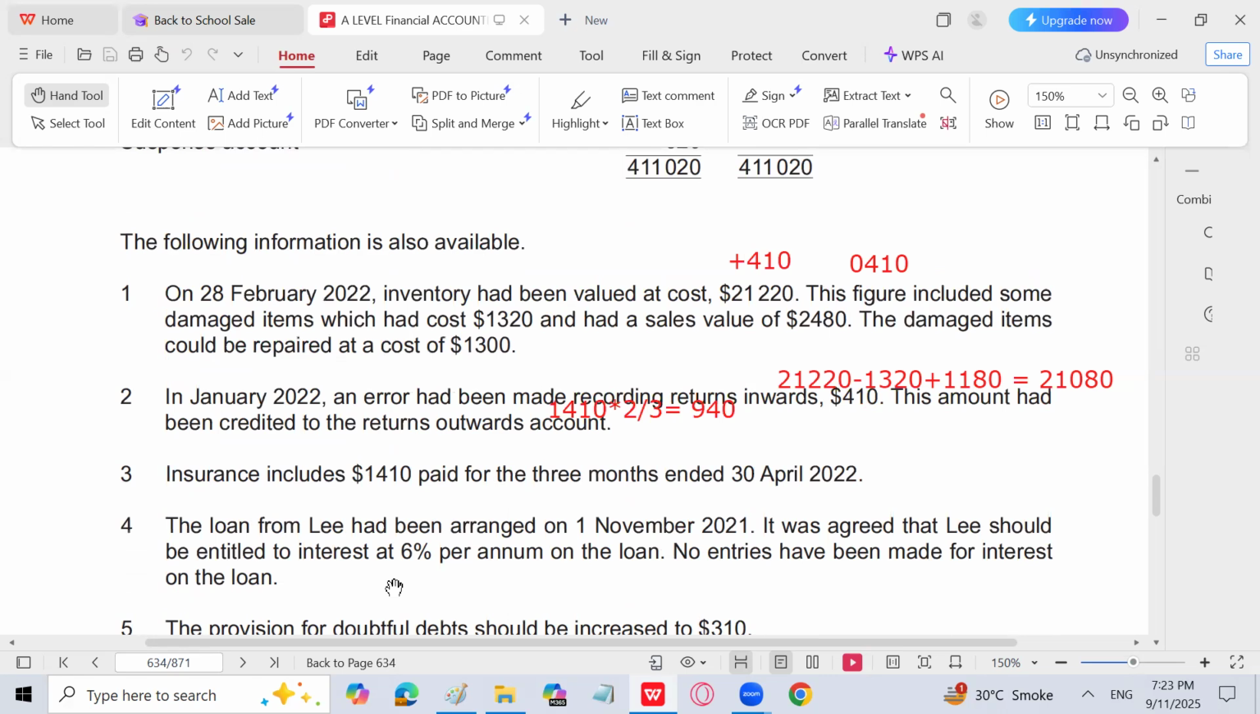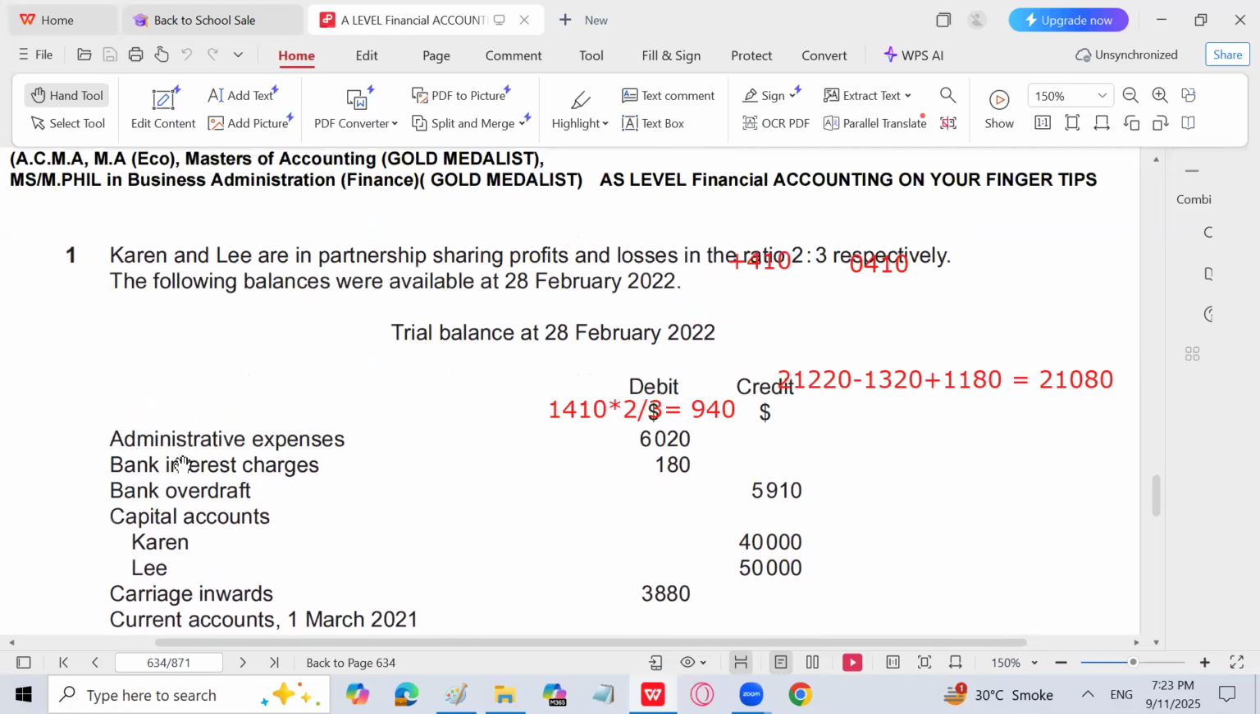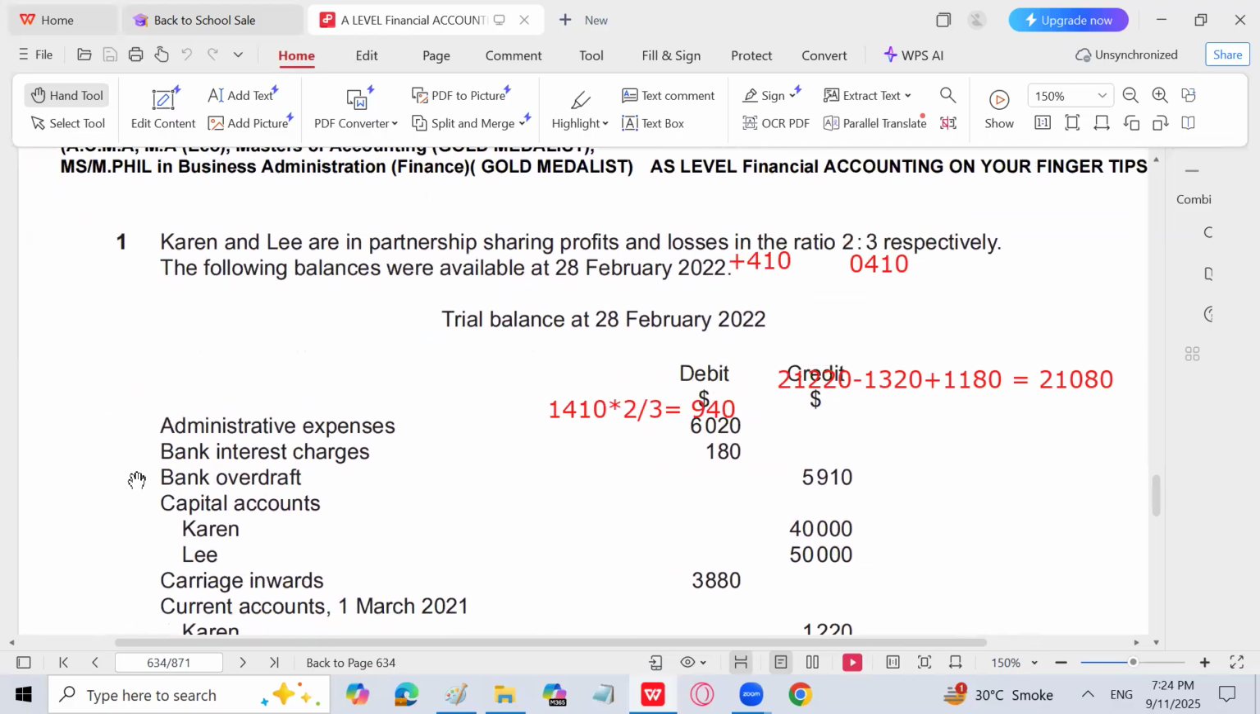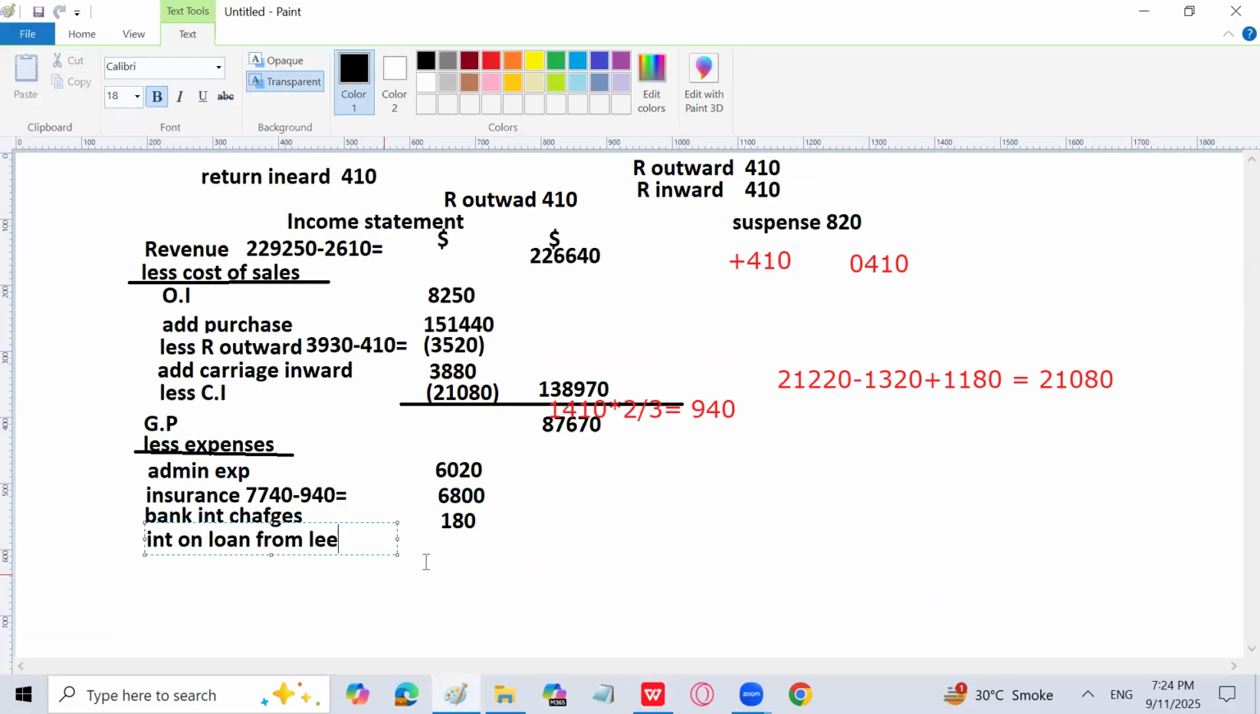So how much interest you need to pay in November, December, January, February? Because on February, our financial year will end. It is written on the top of the question also. Trial balance at 28 February 2022. Okay. So loan is 10,000 multiplied by 6% multiplied by November, December, January, February, 4 divided by 12. So that is going to be 200. So 200 is going to be the interest on loan. So I will write here 200.